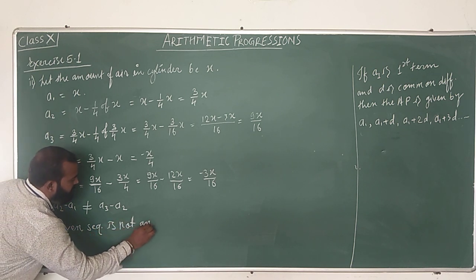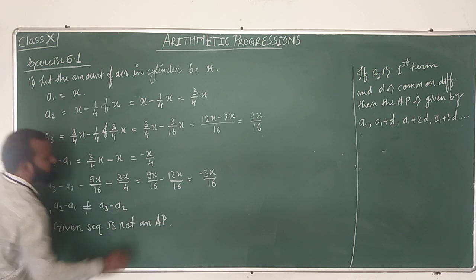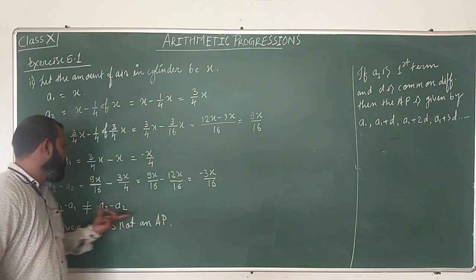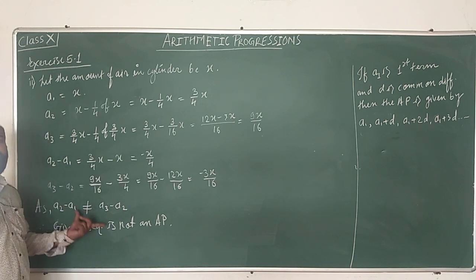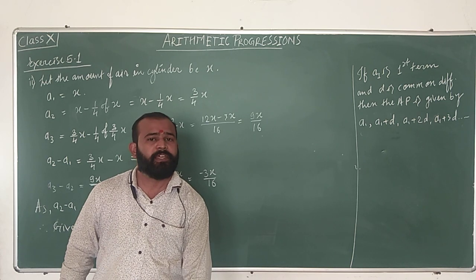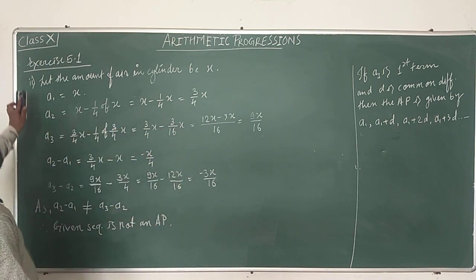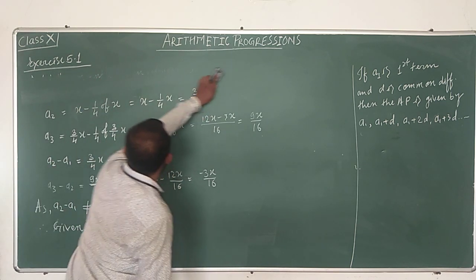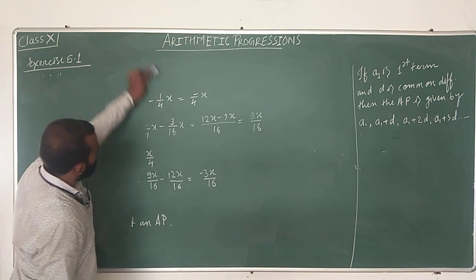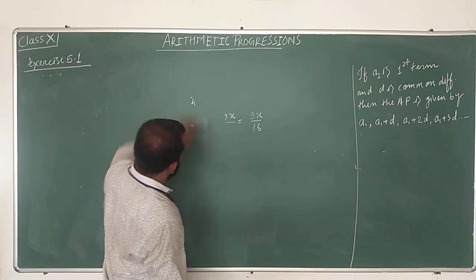नॉट एन AP। गिवन सीक्वेंस ये AP रहेगी नहीं। क्यों? क्योंकि दोनों का डिफरेंस सेम नहीं आ रहा है। जब भी डिफरेंस सेम नहीं आएगा तो वो AP रहेगी नहीं। डिफरेंस मस्ट बी सेम। Okay, this is how this problem can be solved. Again one problem I am taking from this.